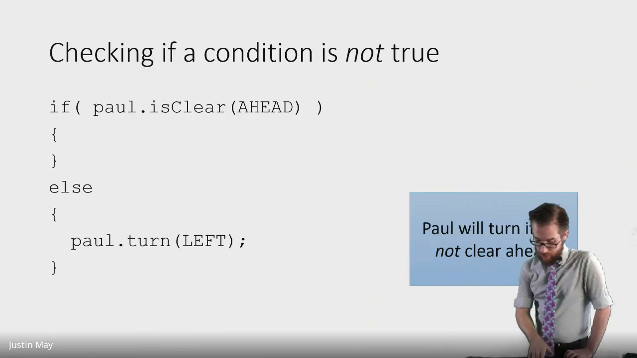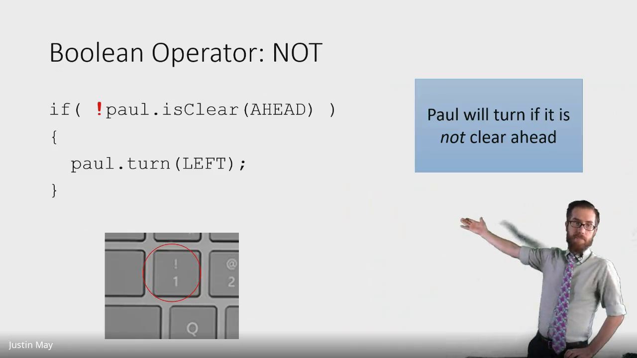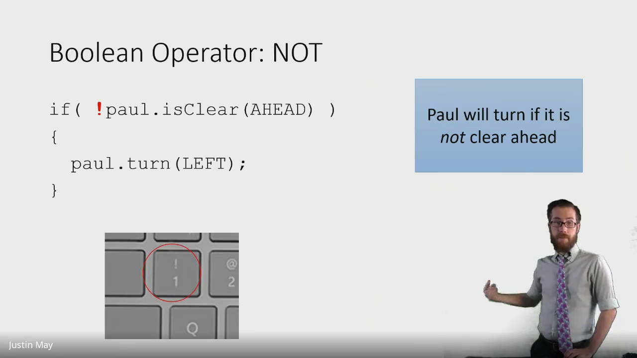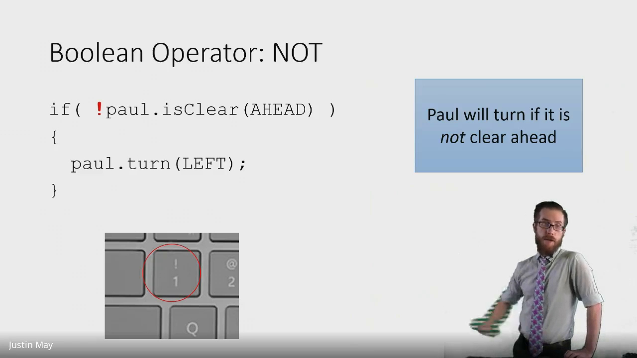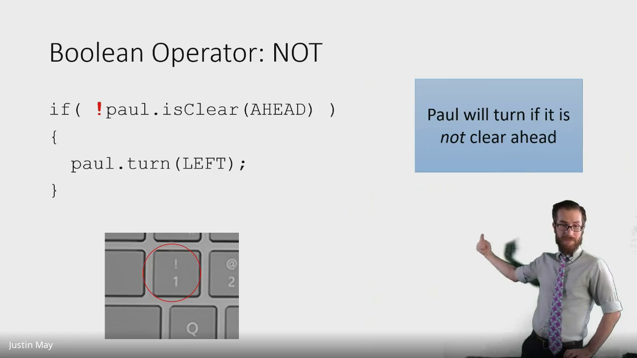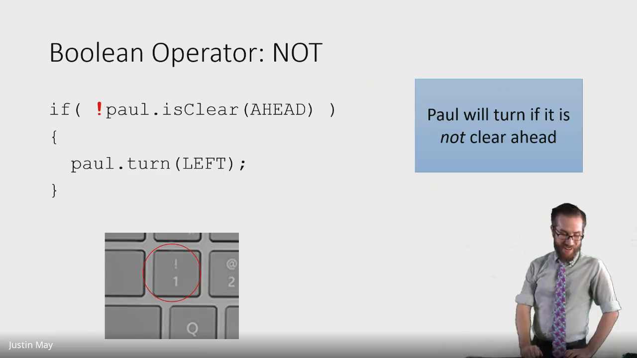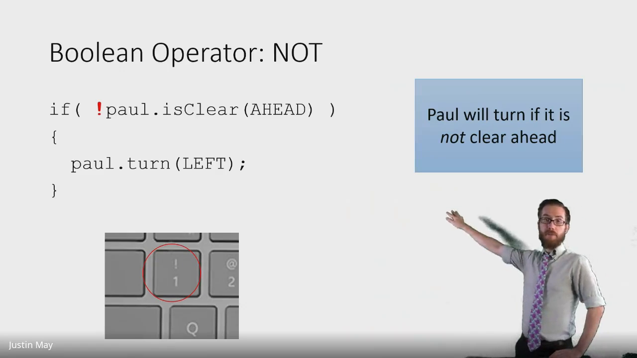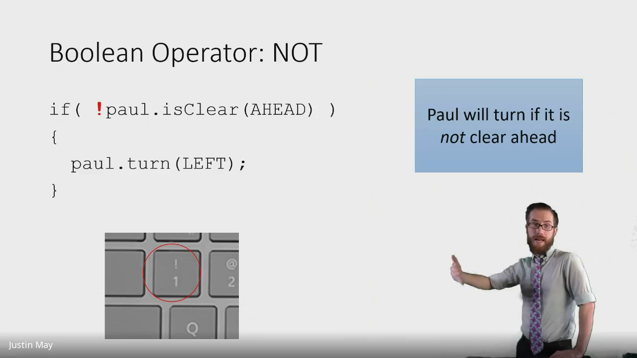And there's a much easier way to write that, which is just with the not symbol, with the exclamation mark. So if not Paul is clear, if exclamation Paul.isClear ahead, Paul.turn left. And the exclamation mark is above the one key on the keyboard. Shift 1 will get you the exclamation mark. And that goes in front of the variable name. So not Paul.isClear.